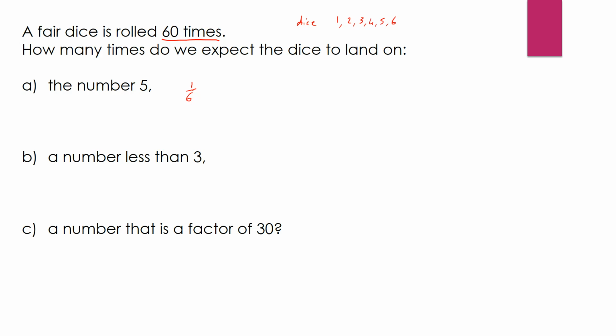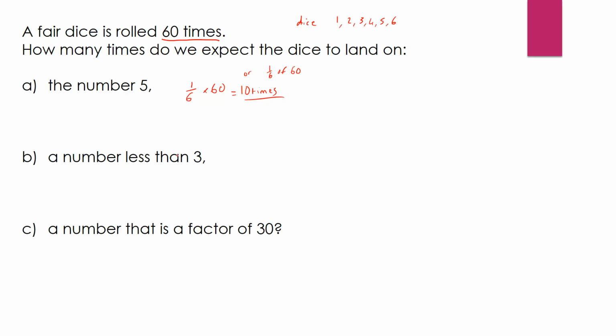Now that's for each individual go. So if we're rolling this dice 60 times, then we need to multiply this by 60, or we're effectively finding 1/6 of the 60 goes. So in this case, we just divide 60 by 6 and multiply the answer by 1. 60 divided by 6 is 10. 10 times 1 is 10. So we would expect the dice to land on the number 5 on 10 occasions.